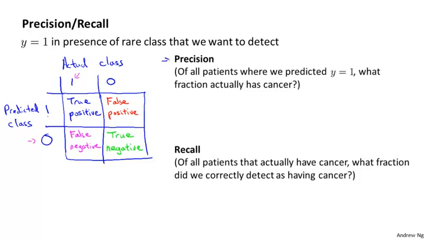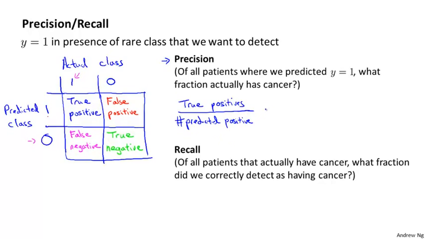The first is called precision. What that says is, of all the patients where we predicted that they have cancer, what fraction of them actually have cancer? So let me write this down. The precision of a classifier is the number of true positives divided by the number that we predicted as positive. Of all the patients that we went to and told them we think you have cancer, what fraction of them actually have cancer?